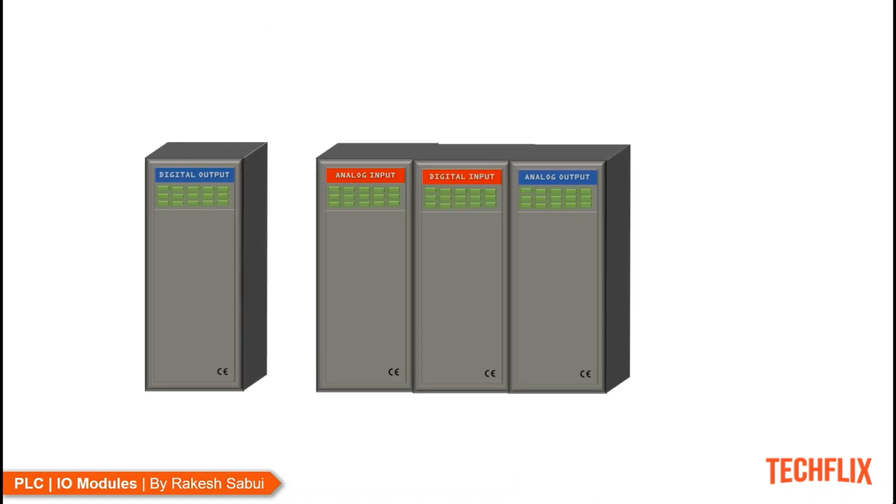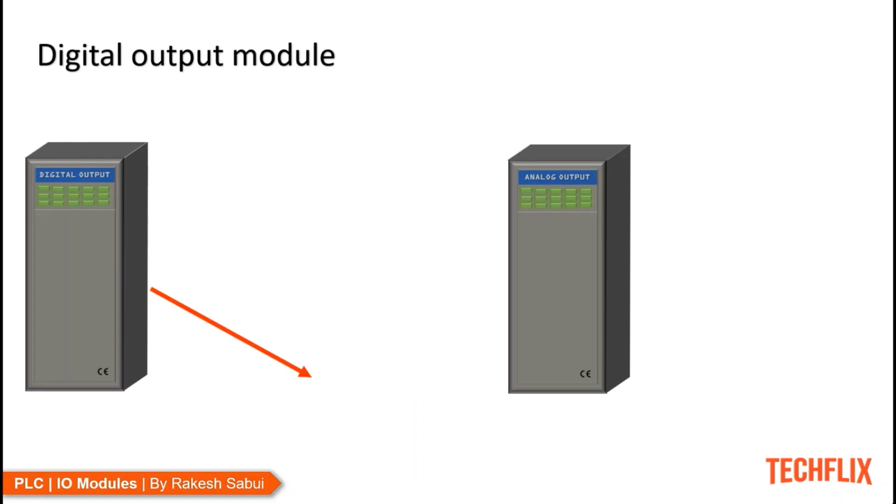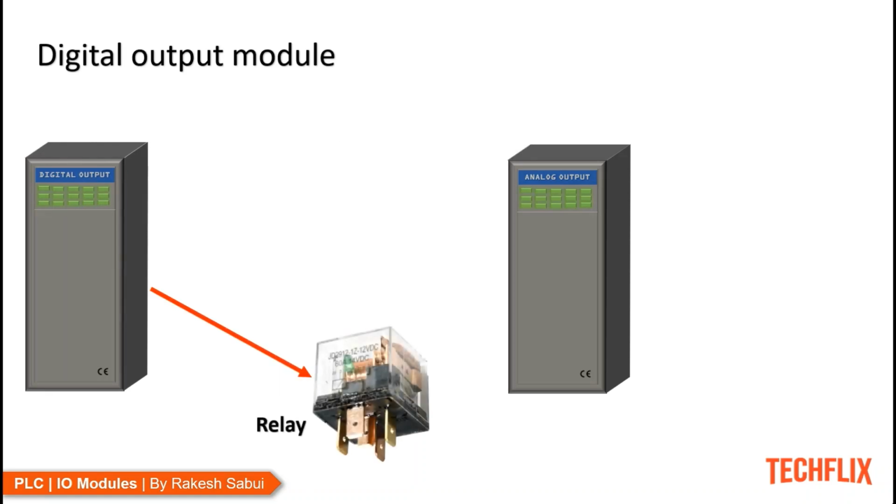The digital output module gives a digital output signal of 5 to 24 volts DC, which can be relayed by a relay. High voltage such as 230 volts can be relayed using the control signal from the digital output module of the PLC. The control signal from the digital output module can also be given out by a transistor.